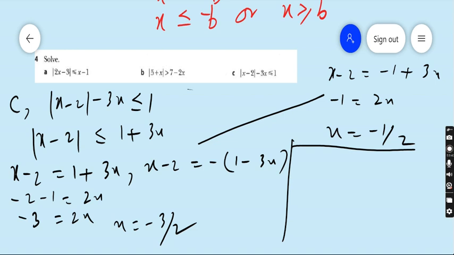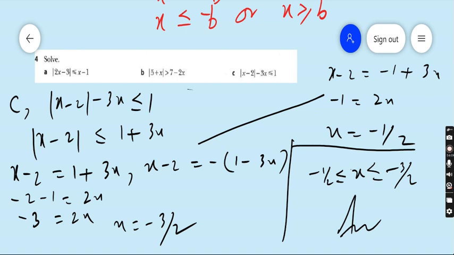So my answer is x is from minus 1 upon 2 to minus 3 upon 2. This is my final answer. But after today's lecture, I will check part B and part C again. If there is any mistake, I will definitely clear it in the next lecture.